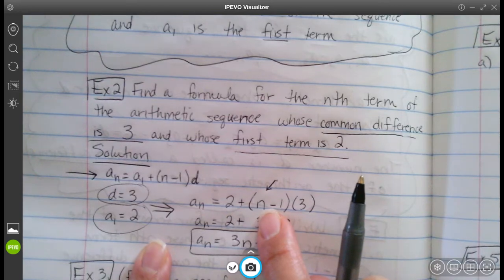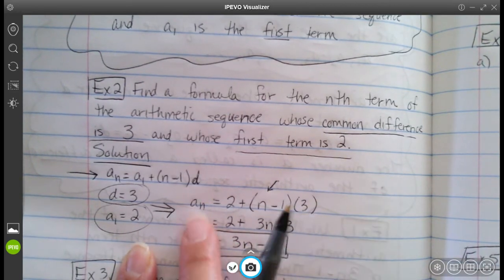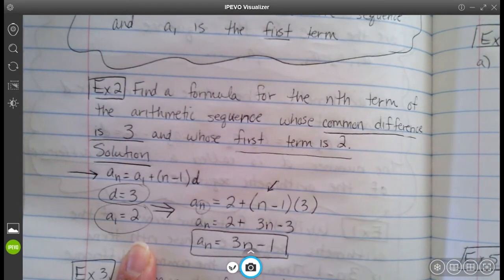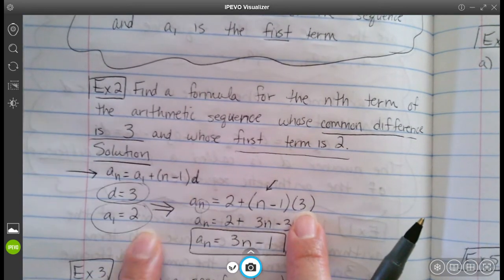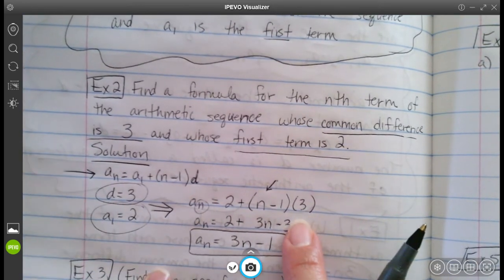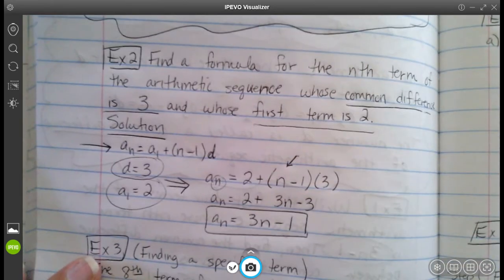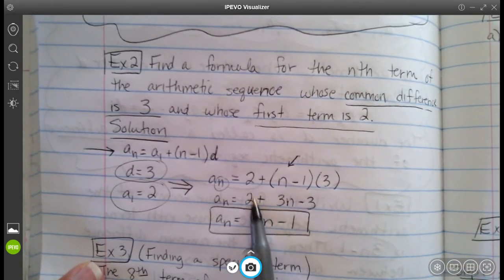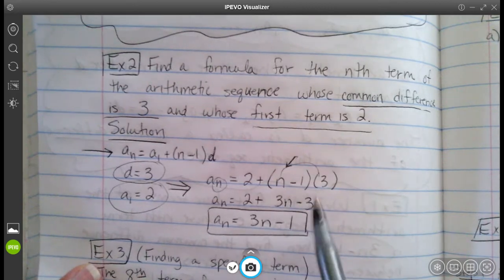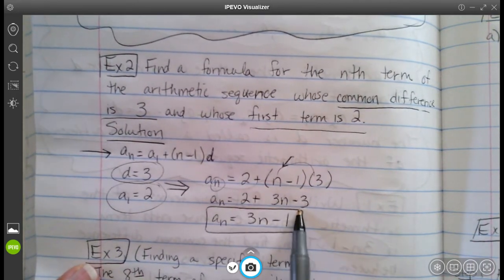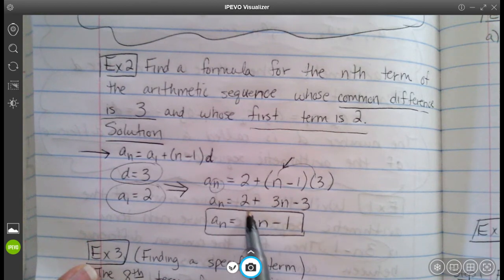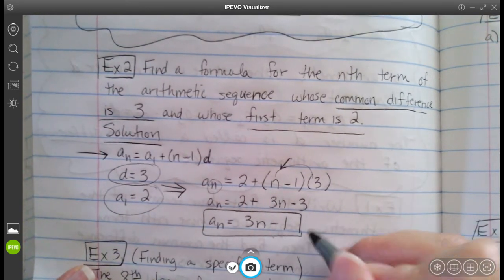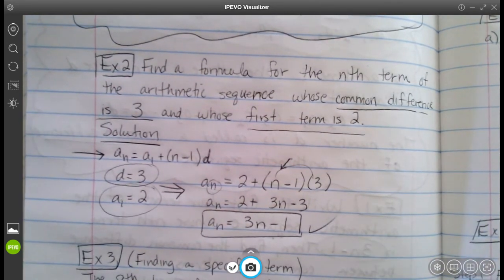But this is just the number, basically this one. It's whatever this is, okay? So n minus 1 times our common difference, 3. And since we're looking for a formula, we're not going to end up with a numerical answer. We're just going to distribute. So 3 times n is 3n, 3 times -1 is -3. Combine like terms, 3n minus 1, because 2 minus 3 is -1. And that is it. Okay, that's it for that one.